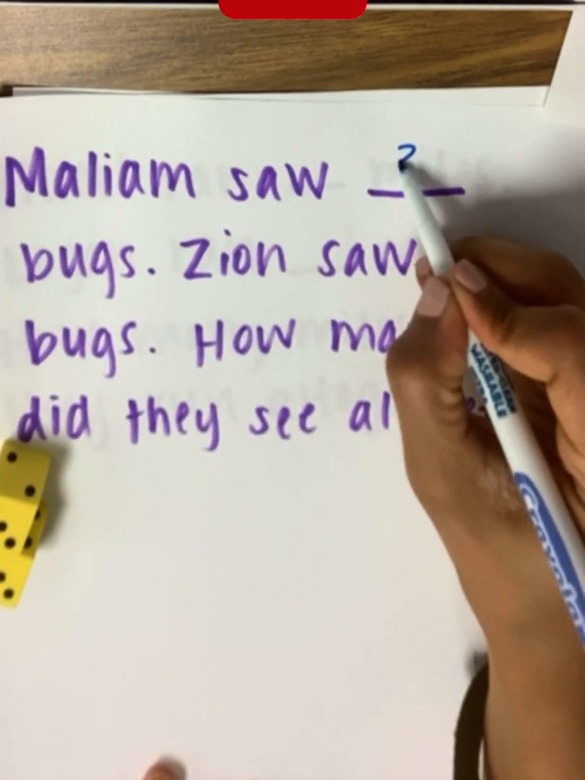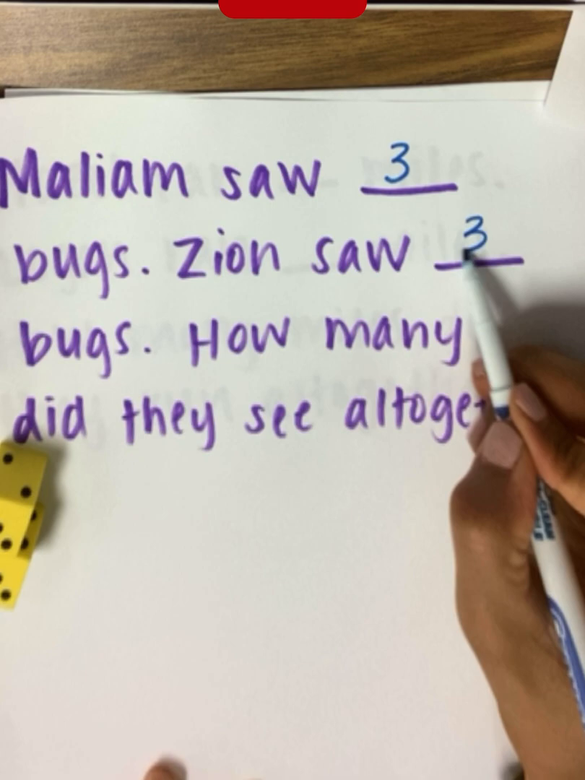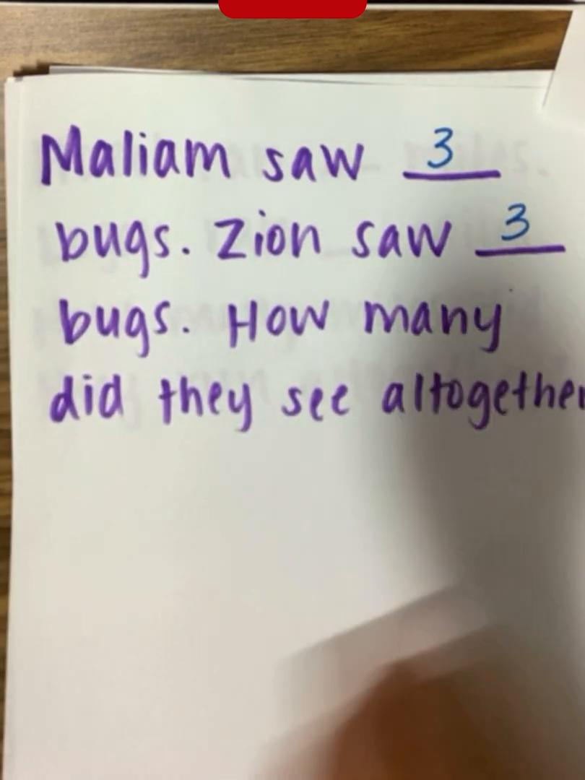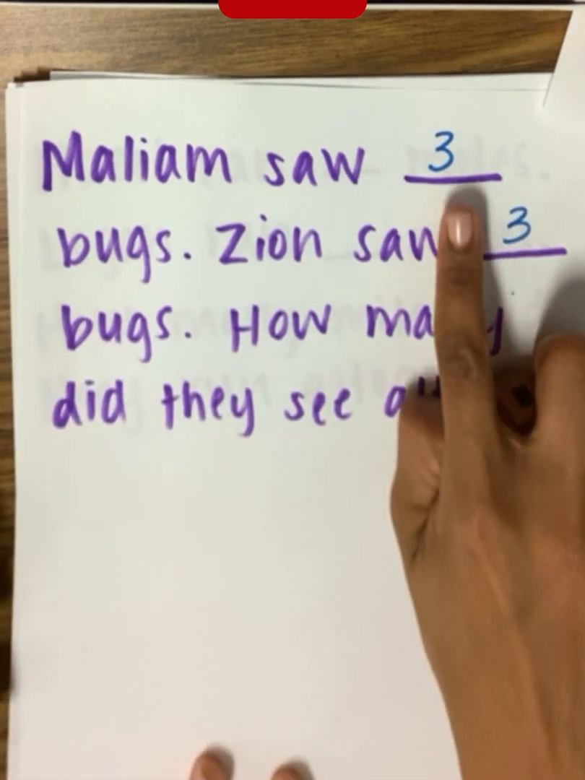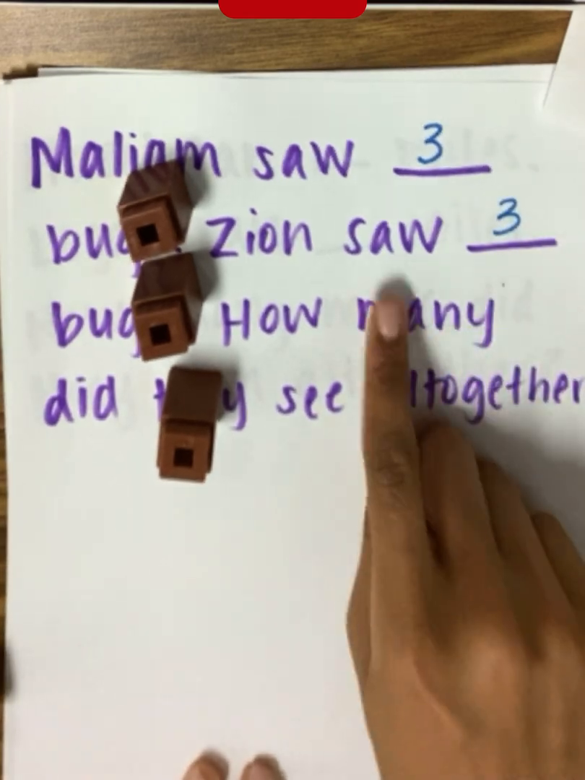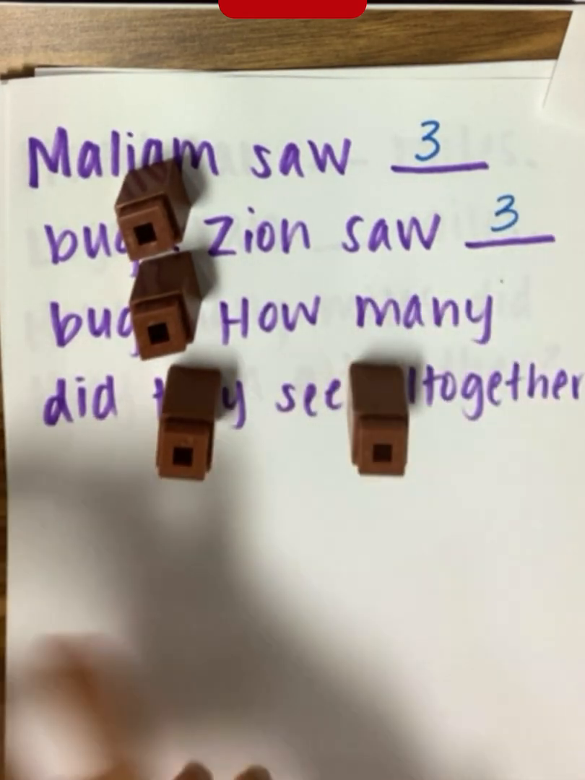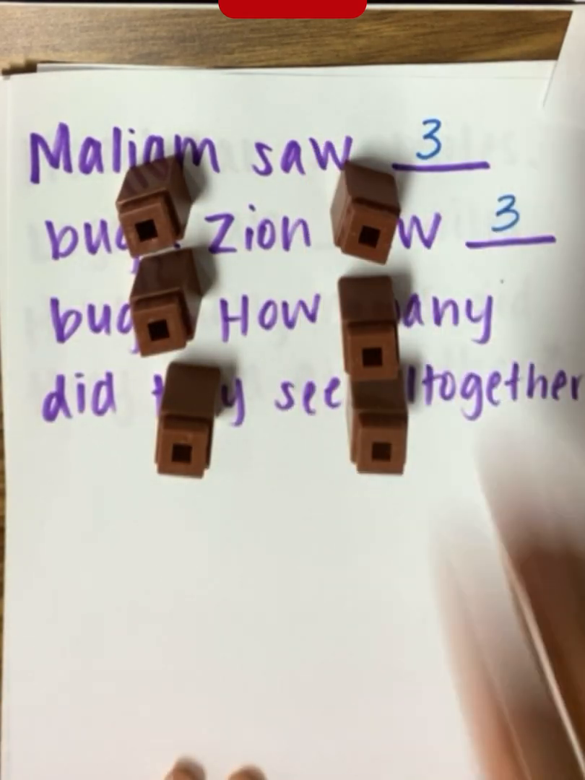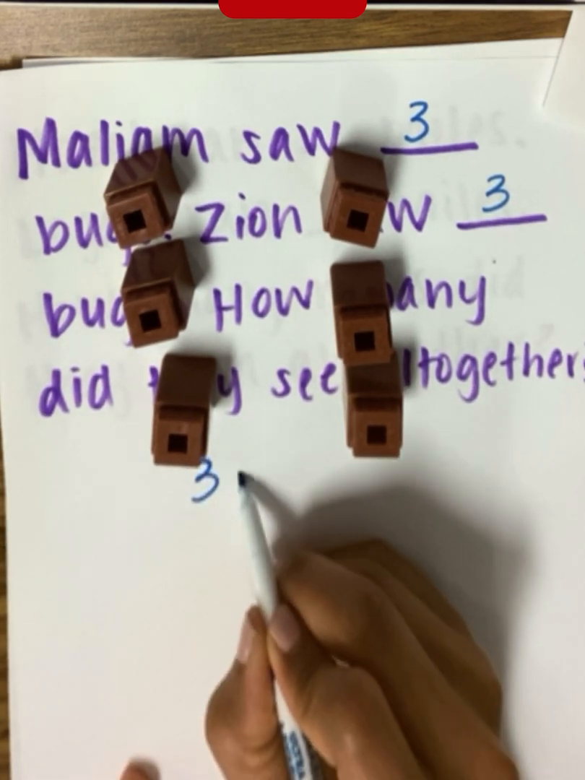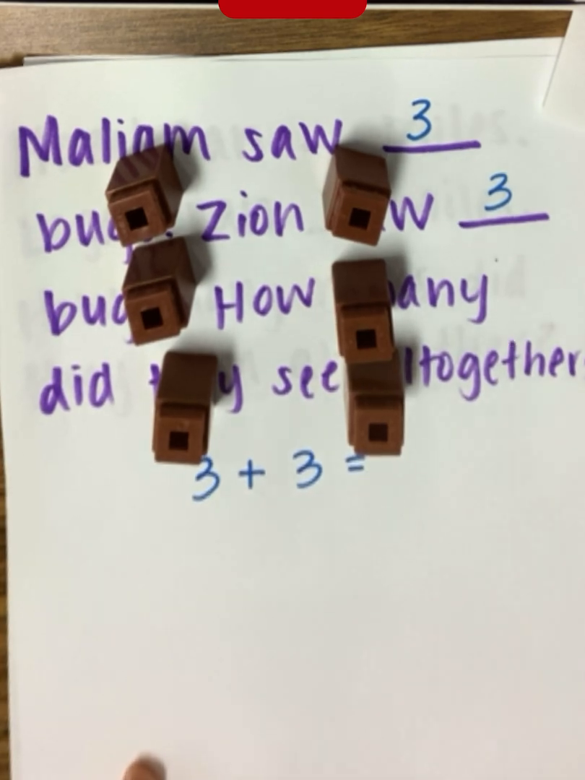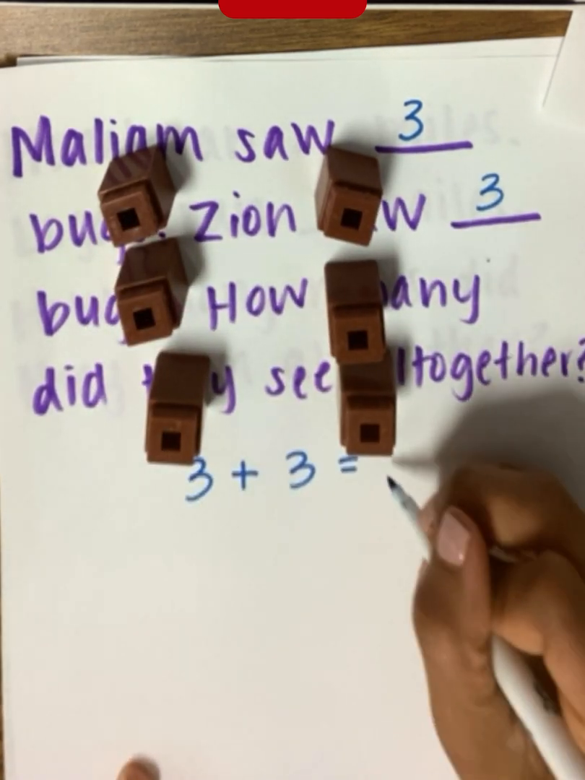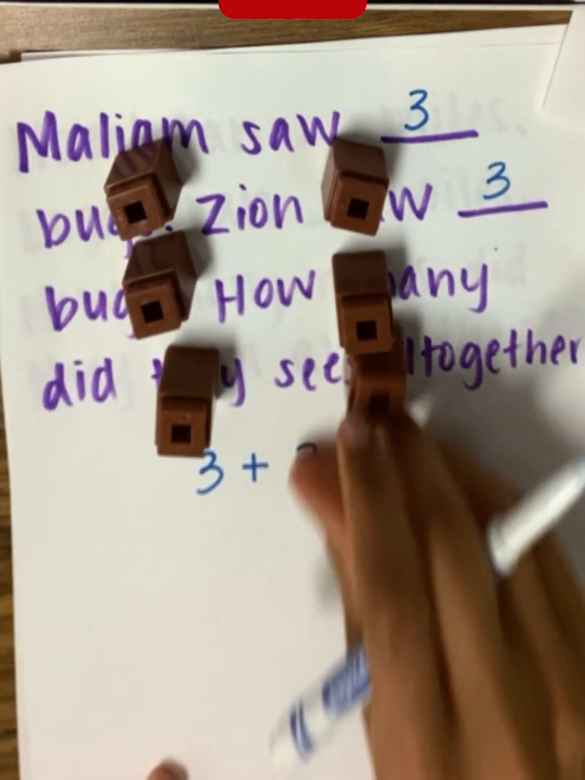So I'm going to write my numbers down. Maliam saw 3 bugs. Zion saw 3 bugs. How many did they see all together? Then I'll use my Unifix cubes again. So I'm going to put out 3 for Maliam. 1, 2, 3. And then 3 more that Zion saw. 1, 2, 3. Okay. I'm going to write down my number sentence. 3 plus 3 equals, and let's count it. 1, 2, 3, 4, 5, and 6. 3 plus 3 equals 6.